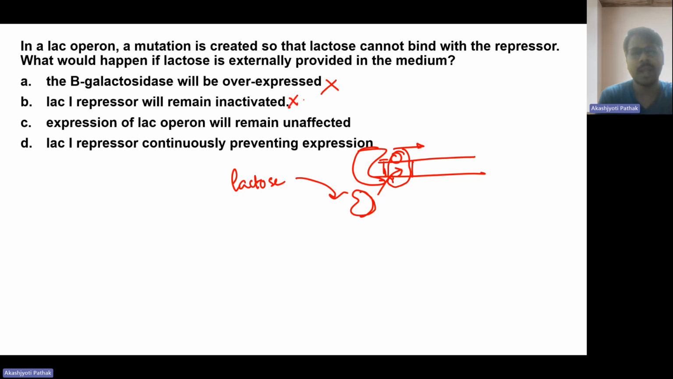The lac-I repressor would be inactivated by the lactose signaling molecule, but the lactose molecule is not able to bind to the lac repressor. So this lac-I repressor will always remain active. The expression of lac operon will remain unaffected. This is also wrong. The only correct answer is the lac-I repressor will continuously prevent expression, because it will not allow the RNA polymerase to move ahead and transcribe the structural genes.